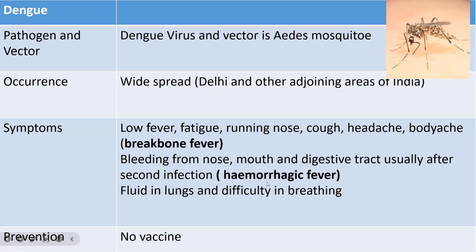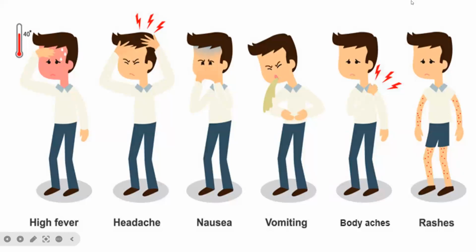So these 2 points are important, you write. And fluid in the lungs is also found, which causes difficulty in breathing. Even the platelet count drops. Yes, platelet count will drop in dengue. Now prevention: there is no vaccine. Mostly for virus, it is very difficult to get a vaccine. Now these are the symptoms of chikungunya: high fever, headache, nausea, vomiting, body aches, and rashes.